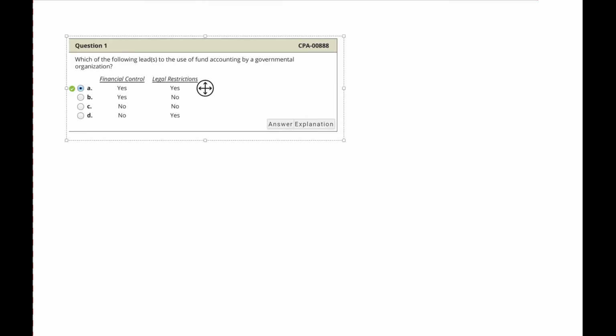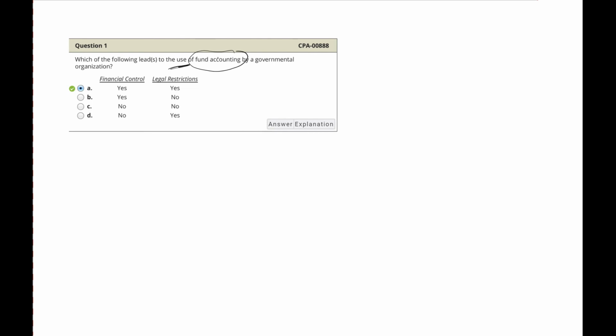Now there is a quick concept check question. Which of the following leads to the use of fund accounting by a governmental organization? So basically they're focusing on the use of fund accounting. We discussed all those funds and why we should use fund accounting and what the reasons are. Of course, one reason is financial control. That means when they prepare the budgets, at the end of the year they check how much they actually estimated for a specific function and how much they expensed. So that is budgetary control, or you can also call it financial control.